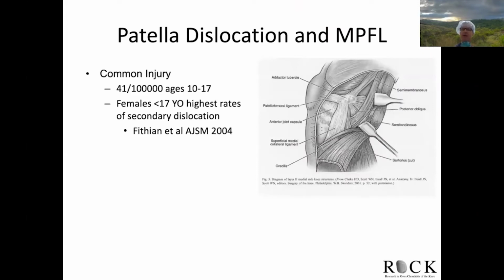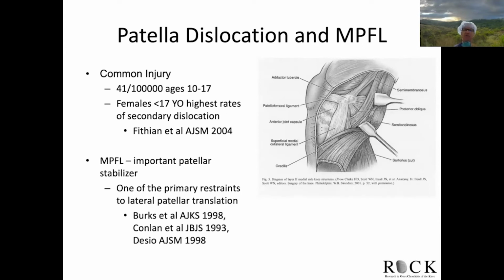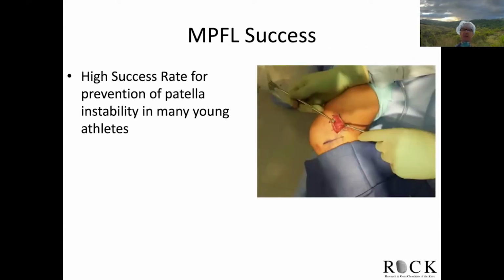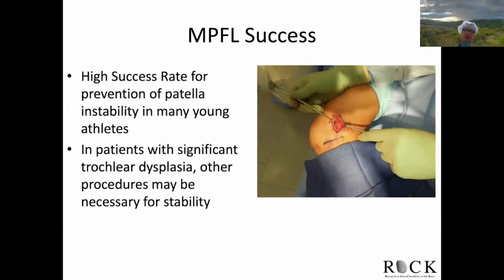Once again, this is a very common injury, especially in females under the age of 17. Females under the age of 17 have the highest rates of injury, and they have the highest rates of secondary dislocation as well. There have been a lot of really great anatomic studies in the last 10, 20 years showing that the MPFL is this key ligament that stabilizes and prevents patella instability. And much of the surgical approach we use now to prevent patella instability takes the anatomy into consideration. This has become one of our most successful procedures in young athletes in terms of preventing recurrent patella instability.